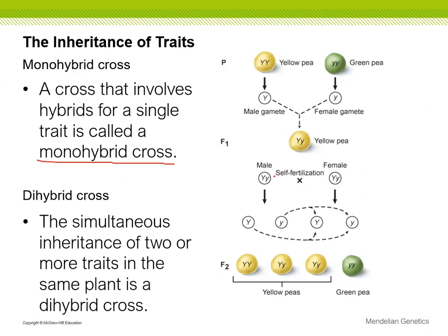So think about it this way. I have a pure yellow and a pure green, right? This is a monohybrid cross. Mono means 1. A dihybrid cross, di means two, is when I have two or more of the traits in the same plant.